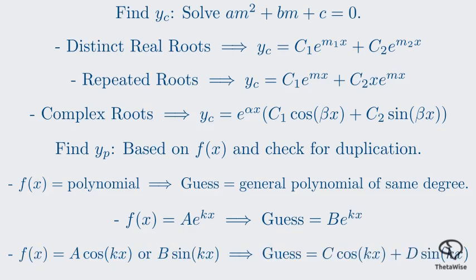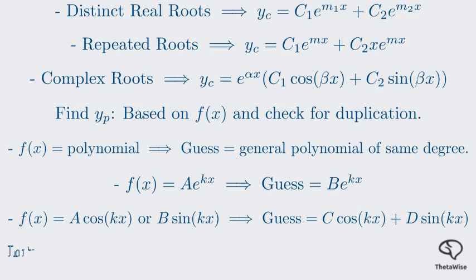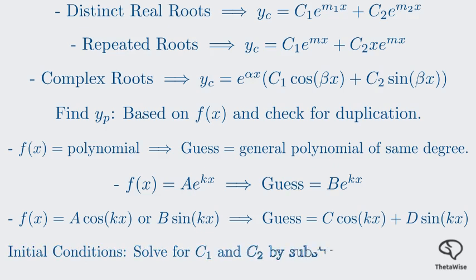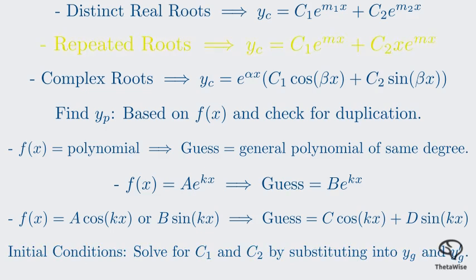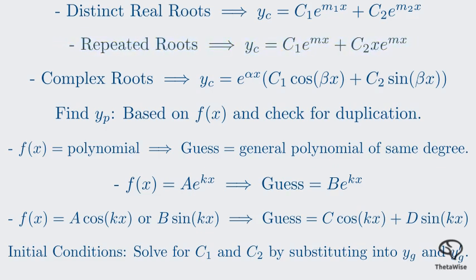Finally, for particular solutions, don't forget to use the initial conditions. Set up a system of equations by plugging in the initial conditions into y sub g and y sub g prime. Solve for c1 and c2. This will give you the single specific solution you're looking for. A quick memory tip: the x in x e to the mx is there to fix duplication. It's like a penalty for a bad guess.